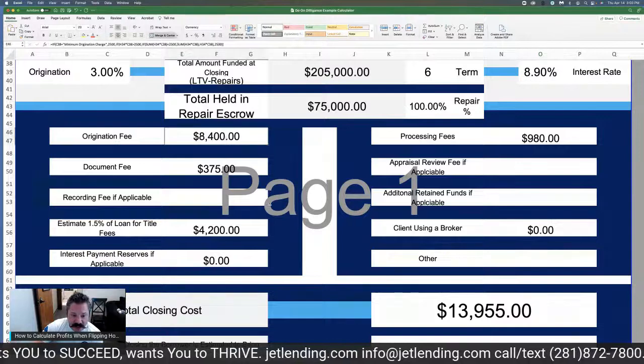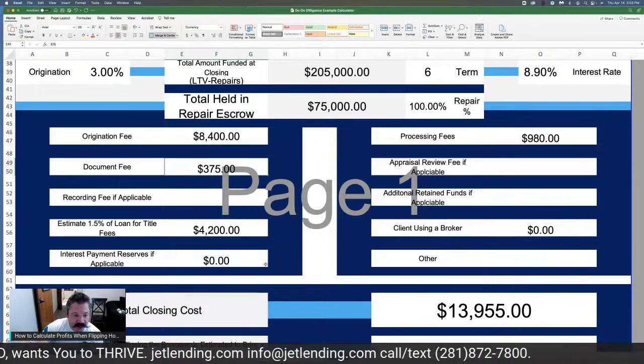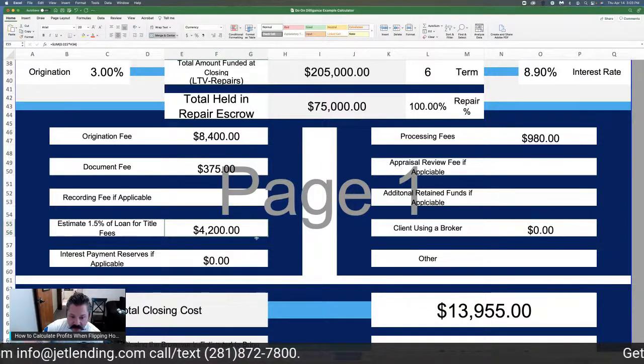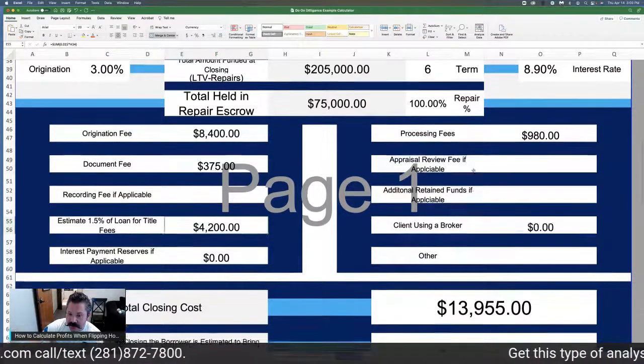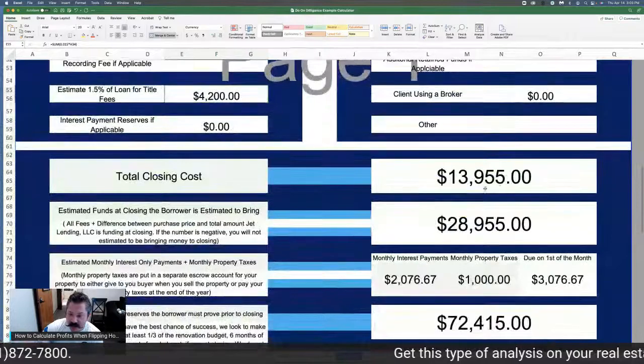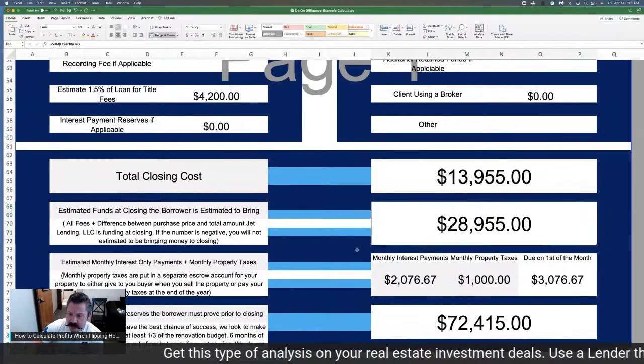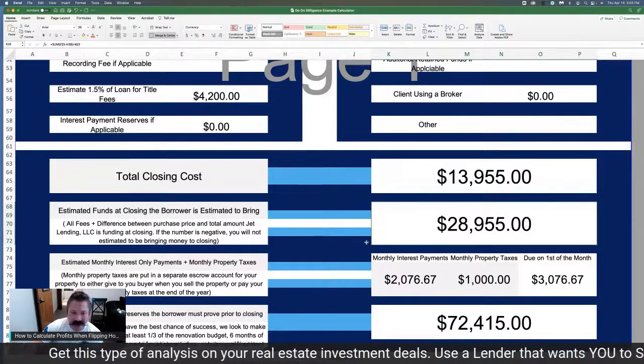You've got your origination fees and your legal fees. You have to pay title. This is not a lender fee, so you have to pay your title company for closing and any kind of processing fees. Then you get your total cost. So it looks like this buyer would have been $28,955 out of pocket at closing.